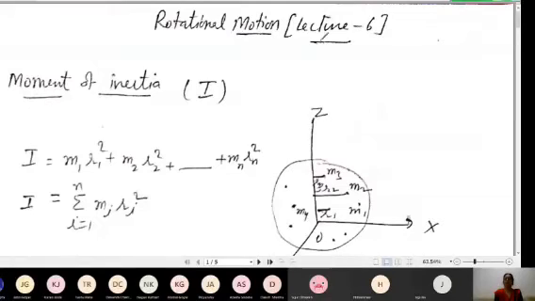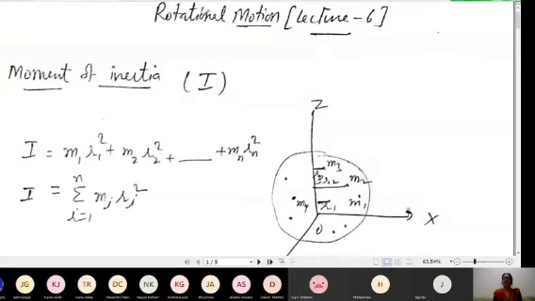Rotational motion, sixth lecture. In the previous lectures we have discussed torque, angular momentum, and all the equations for rotational motion. Now the new quantity we are going to study today is moment of inertia, denoted by capital I. It plays the same role as the mass plays in linear motion.